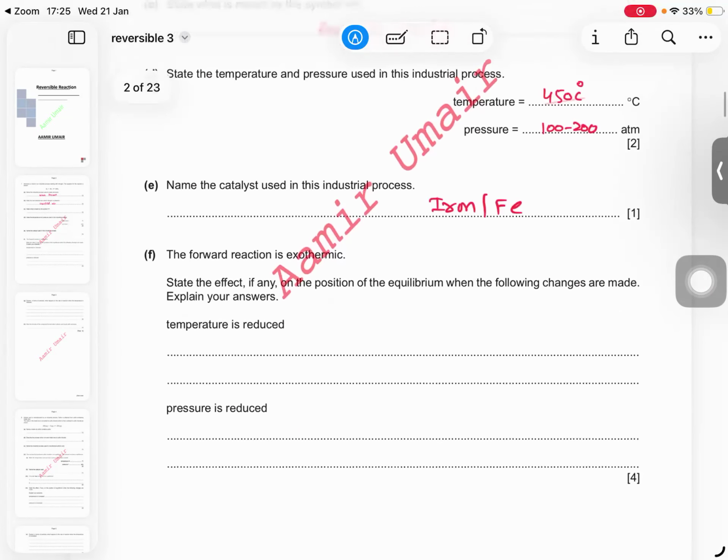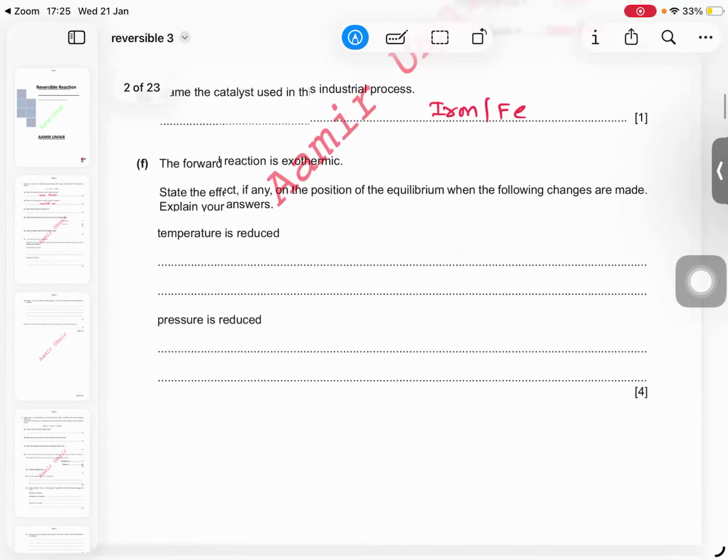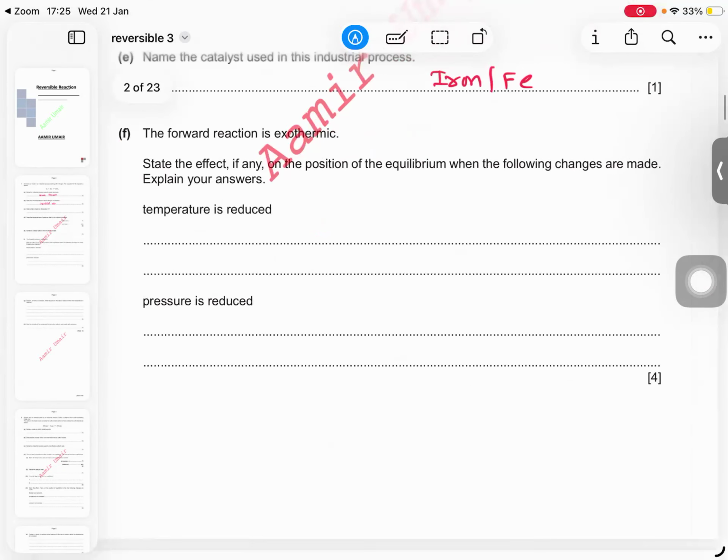State the effect, if any, on the position of equilibrium when the following changes are made. Explain your answer. So please be mindful when you are writing your answer. I will wait for you for 30 seconds for each question. Okay, your time starts now. Be careful, he's asking about the position of equilibrium.